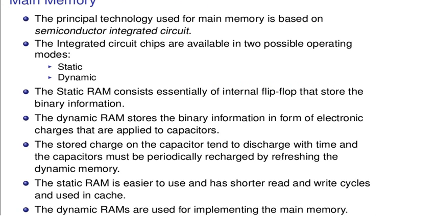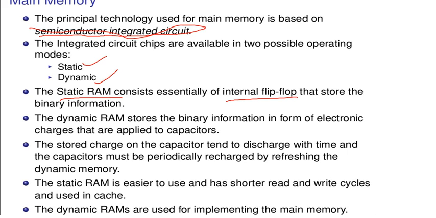In this slide we will talk about the main memory. So what is the main memory? It is basically an electronic circuit based on semiconductor integrated circuits. We talk about integrated chips in two possible operating modes. One is static and the other one is dynamic. So what is static RAM? RAM is basically a random access memory. It actually acts as the main memory in our computer system, and it uses internal flip-flops.